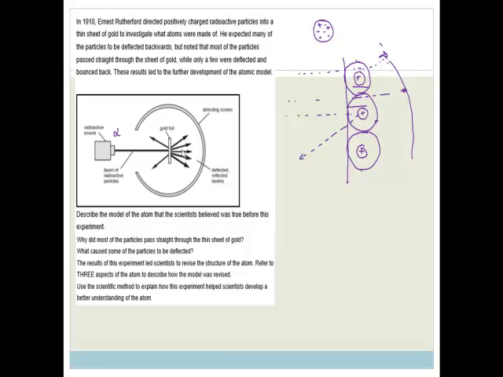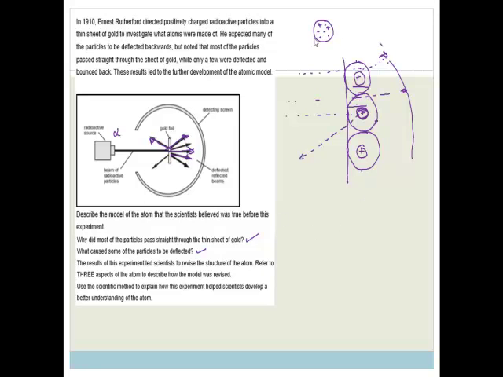So that's what happened. Some of the particles went straight through because they got that gap, and the protons and the electrons weren't anywhere near it. Some of them got deflected because they were repelled when they came near the positive nucleus, and some of them got totally reflected because they actually hit the proton in the middle of the nucleus. Okay, so that's what happened. The results of this experiment led science to revise the structure of the atom. Refer to three aspects of the atom to describe how the model was revised.